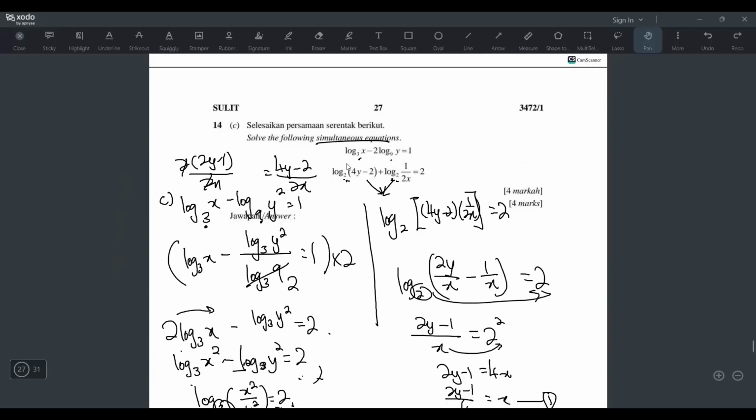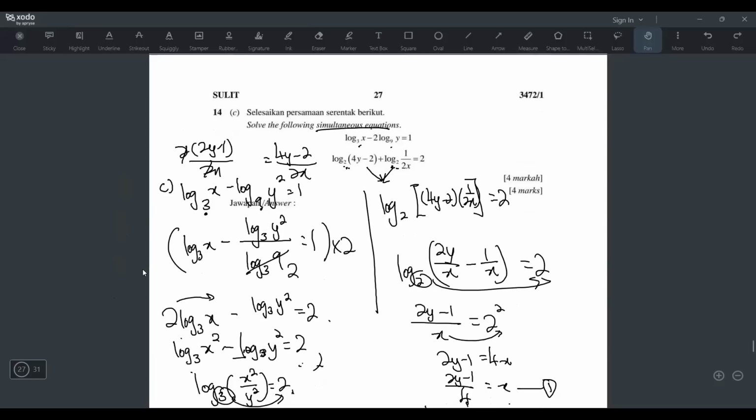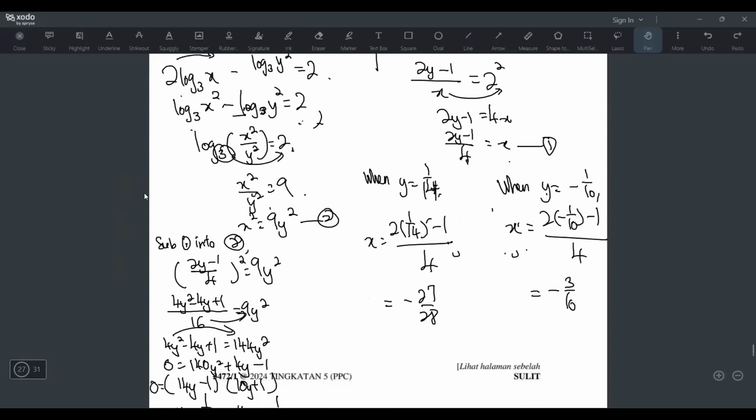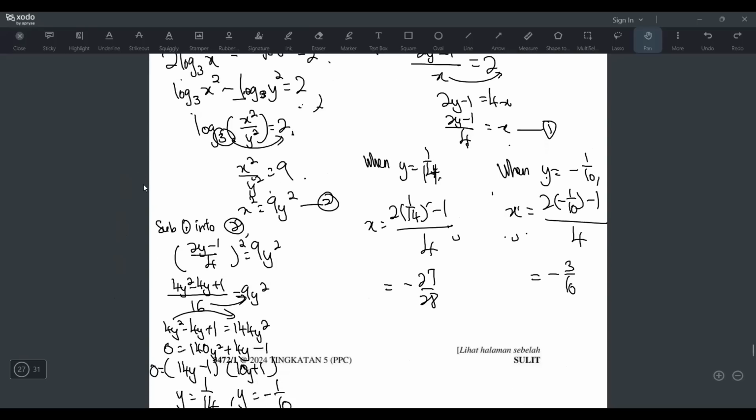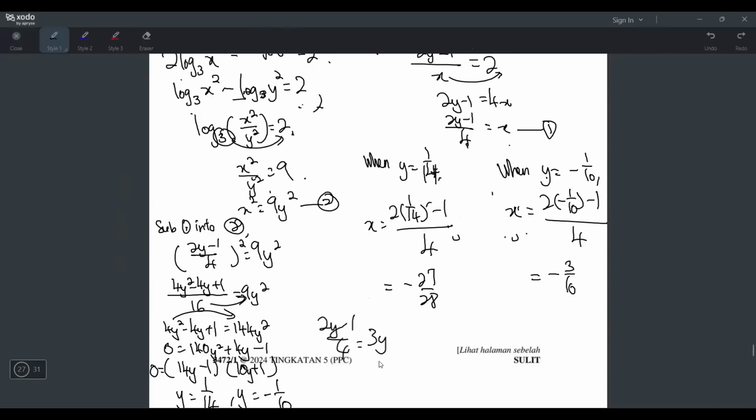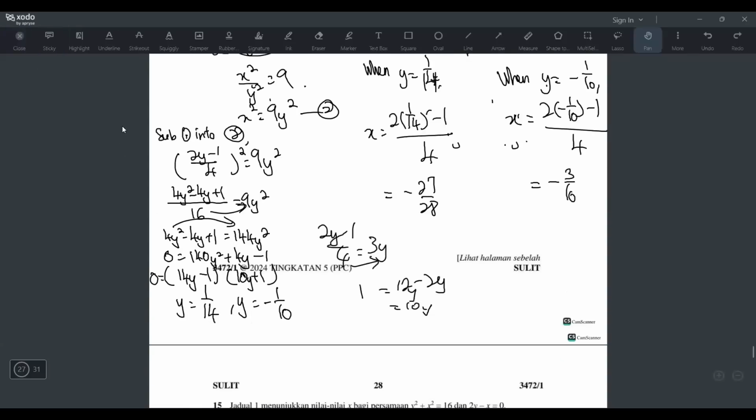xy is this number here. Okay, 3y. Wait, let me try something. 2y minus 1 over 4 equals 3y. So it's 12y minus 2y equals 1. So it's 10y. So my y can be 1 over 10.